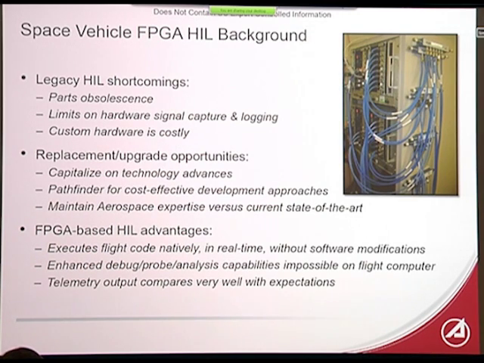So here is a legacy system. This is how things used to be done. This is a hardware in the loop system for an existing space vehicle. And it's flight equivalent, which means that it's using the exact same processors that are used on the real thing. It's using the same interfaces, communications buses, everything that's on the space vehicle. So essentially, this is the lab representation of the flight computer and the flight avionics.